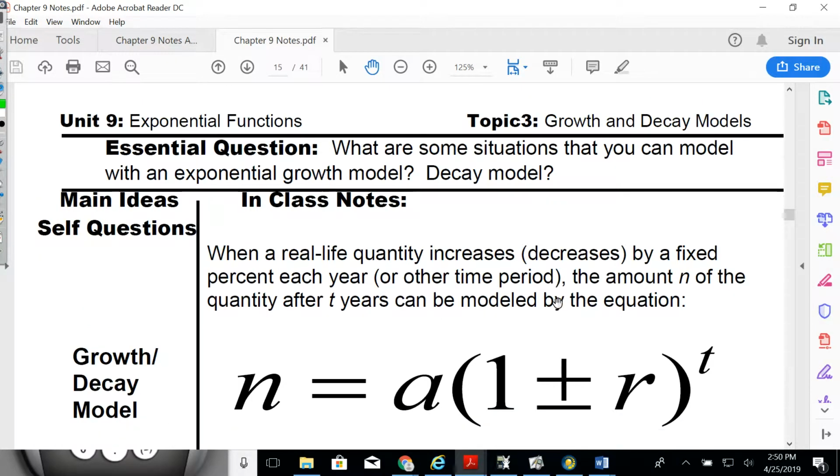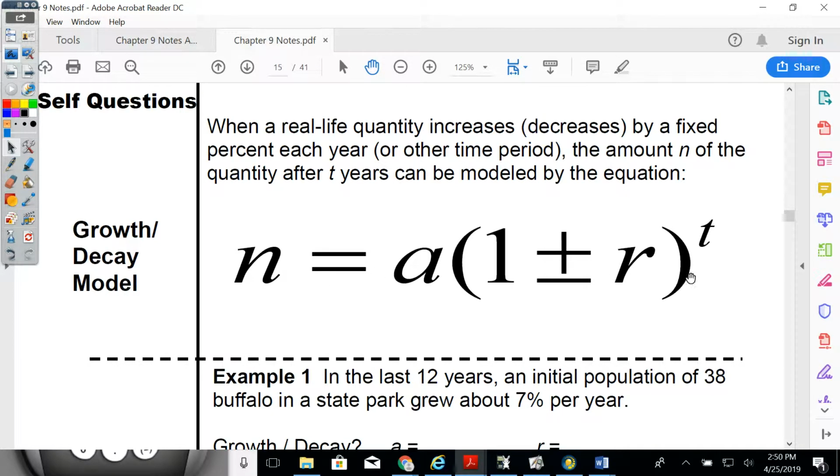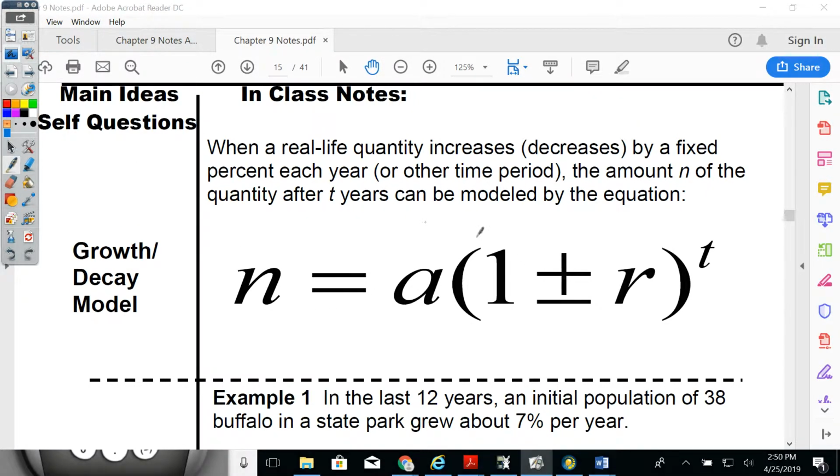All right, the unit that we will begin today, continuing Unit 9, we are doing Topic 3, Growth and Decay Models. So what are some situations that you can model with an exponential growth and then with an exponential decay model? So this formula right here is actually two different formulas in one. So when a real life quantity increases or decreases by a fixed percent each year, the amount of the quantity after t years can be modeled by these two equations.